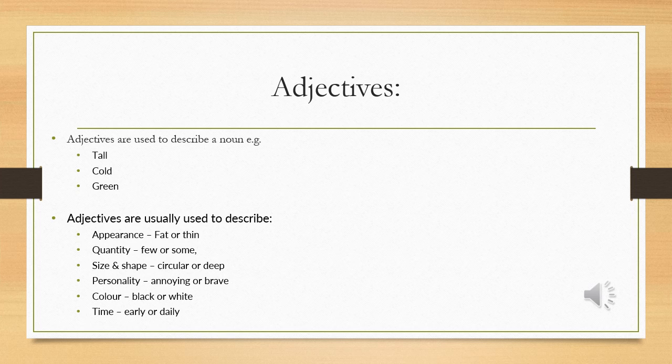Personality. Okay, if you want to talk about the noun's personality, annoying or brave. Color, black, white, green up here. And the time, early or daily, are some examples there for you.